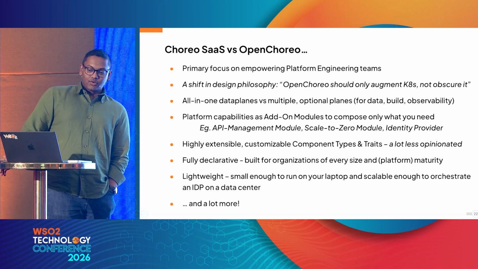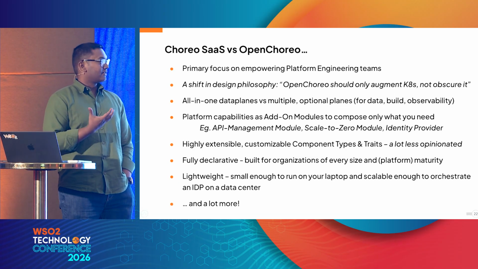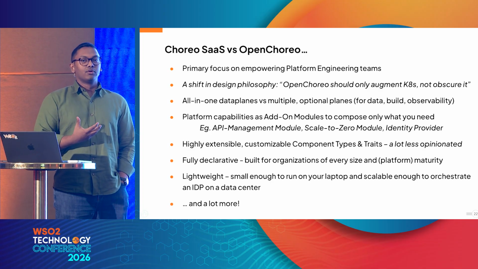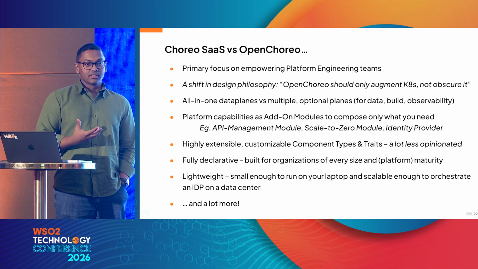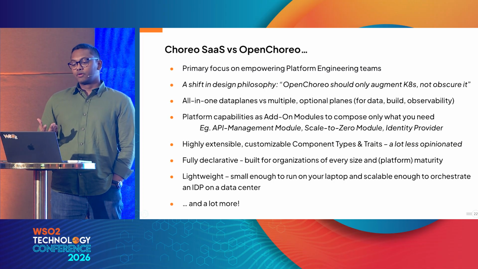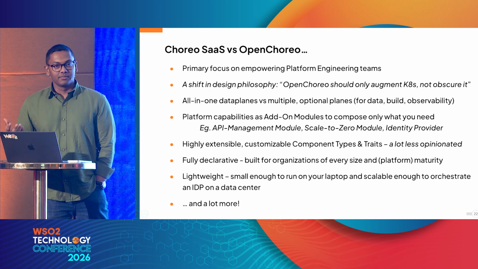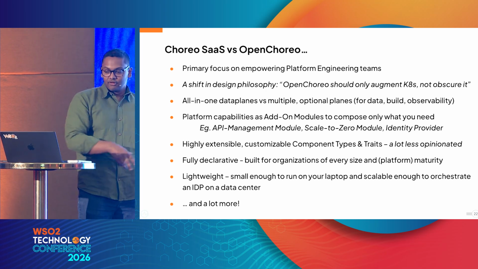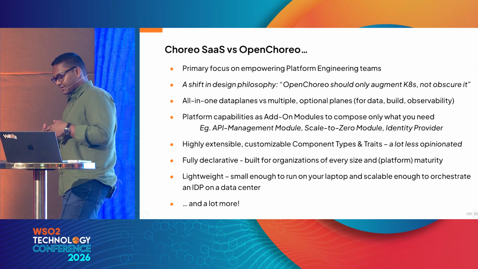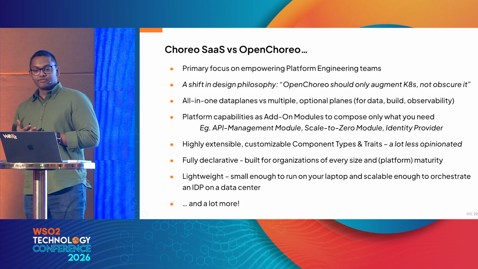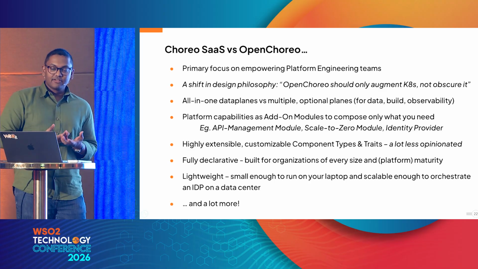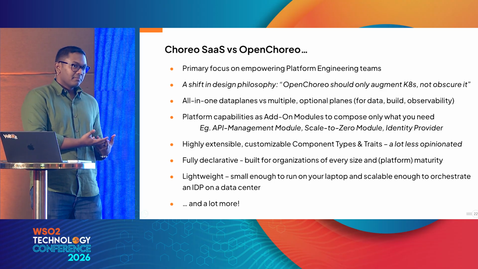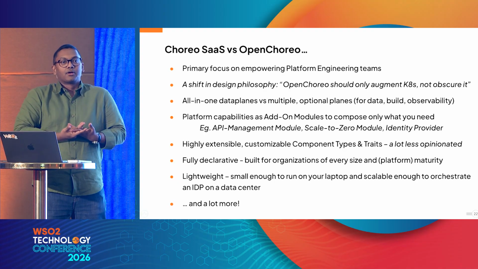So just like that, Choreo has certain philosophical design principles that are hard to change. And that's what makes Choreo, right? Choreo is focused on developers. OpenChoreo is focused on empowering platform engineering teams to build platforms for their developers, right? We want to give more power to platform engineering teams to take control of their internal platforms. And we've had a shift in design philosophy. With Choreo, we tried to abstract away from Kubernetes, but with OpenChoreo, we are abstracting on top of Kubernetes.